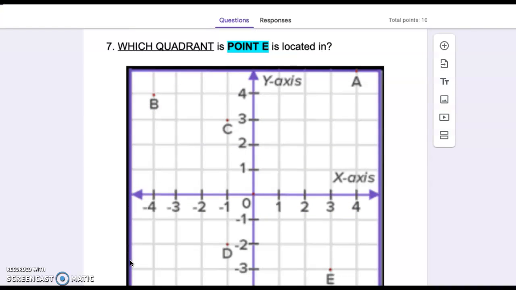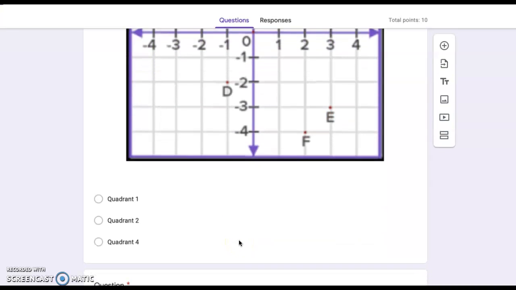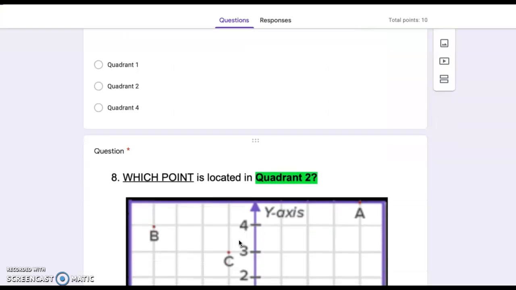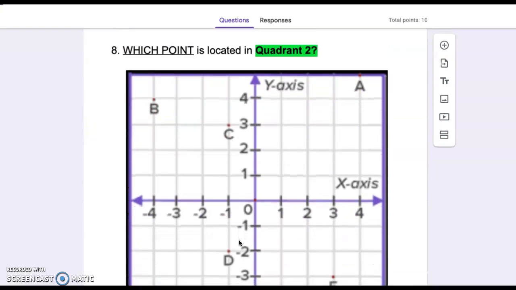Number 7, which quadrant is point E located in? Don't forget to draw the big C to help you understand the numbers of the quadrants. Is it quadrant 1, quadrant 2, or quadrant 4?